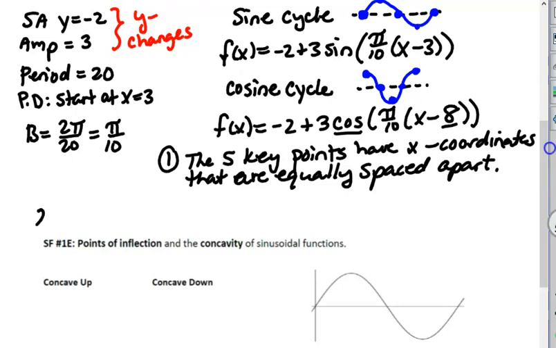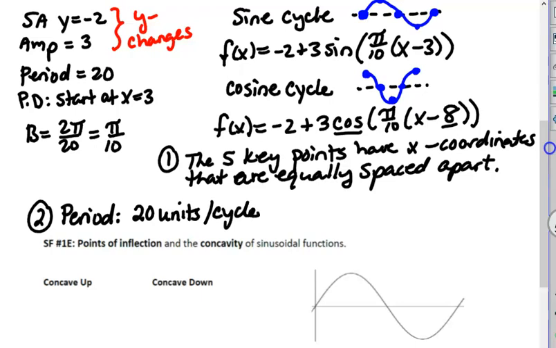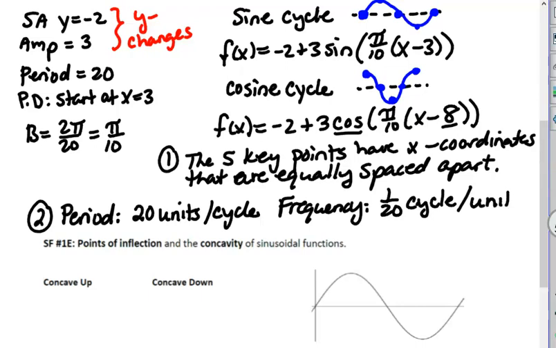Number 2, this is a little bit unrelated to what we've been talking about, but I wanted to make sure to put this in here, is what's the difference between the period and the frequency of a sinusoidal function? So in this case, the period is 20 units per cycle. So one cycle is 20 units long. The frequency is the reciprocal of the period. So the frequency, we would say, is 1/20th of a cycle per unit. So every unit I do 1/20th of a cycle.